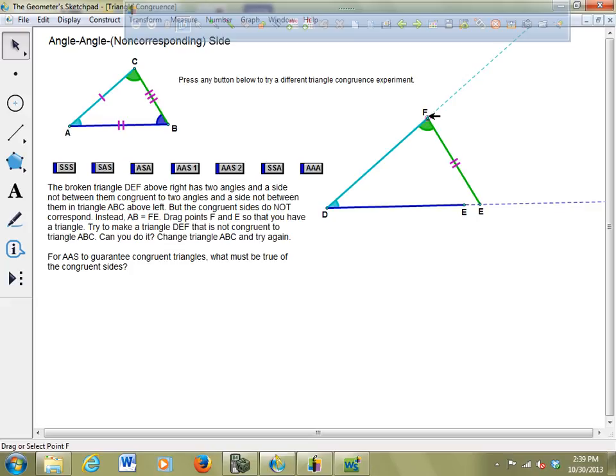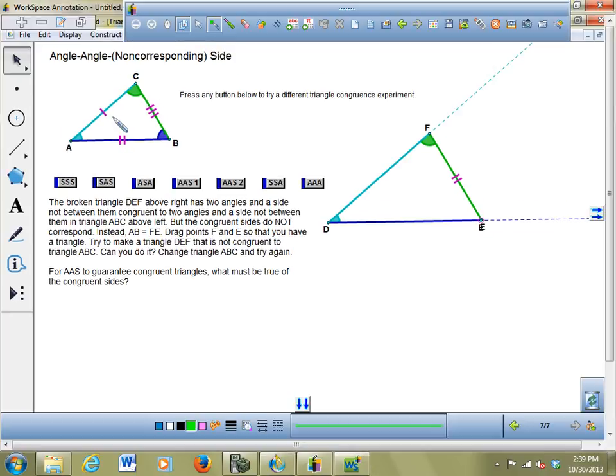See this? I can drag this over here. Watch this. Is this triangle exactly the same shape as this triangle? No. Watch. This angle here is congruent to this angle here, and this angle here is congruent to this angle here. But this side here, rather than being over here, it's over here. So the correspondence doesn't line up. You know what I mean?